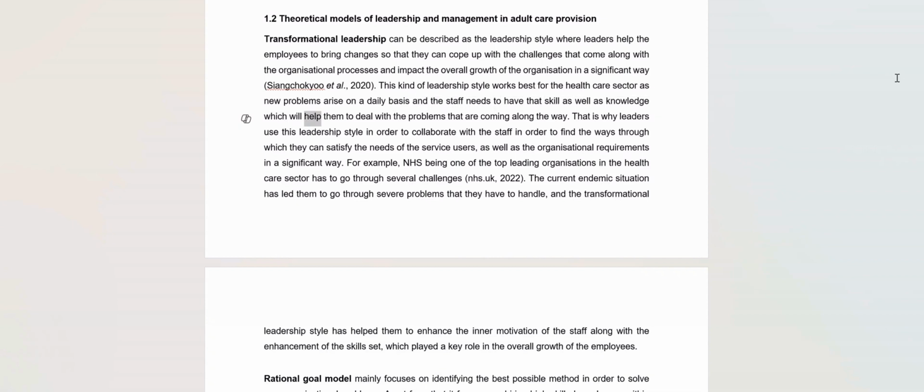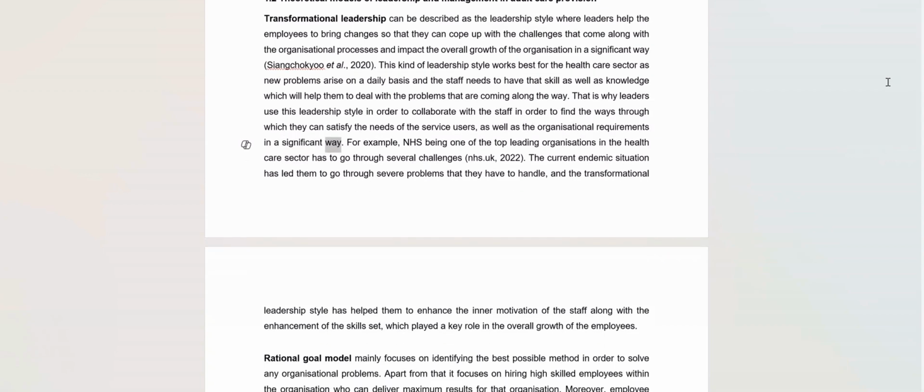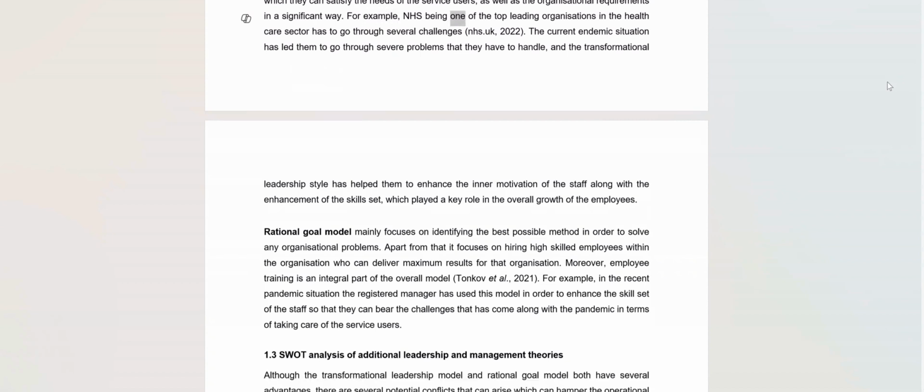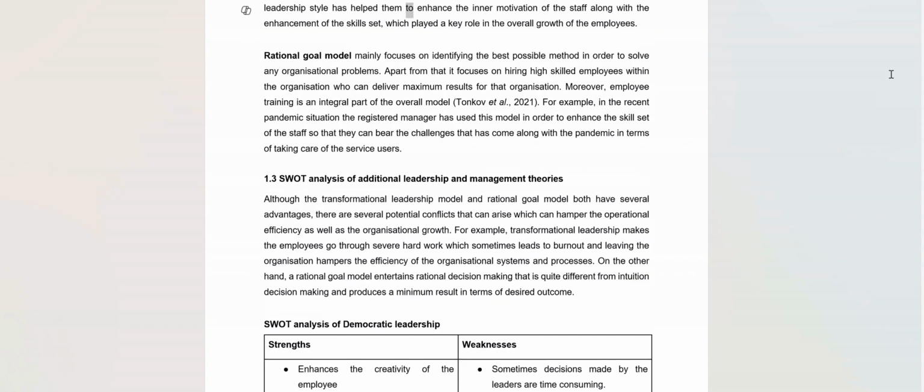That is why leaders use this leadership style in order to collaborate with the staff in order to find the ways through which they can satisfy the needs of the service users, as well as the organizational requirements in a significant way. For example, NHS being one of the top leading organizations in the healthcare sector has to go through several challenges (NHS.UK, 2022). The current endemic situation has led them to go through severe problems that they have to handle, and the transformational leadership style has helped them to enhance the inner motivation of the staff along with the enhancement of the skills set, which played a key role in the overall growth of the employees.